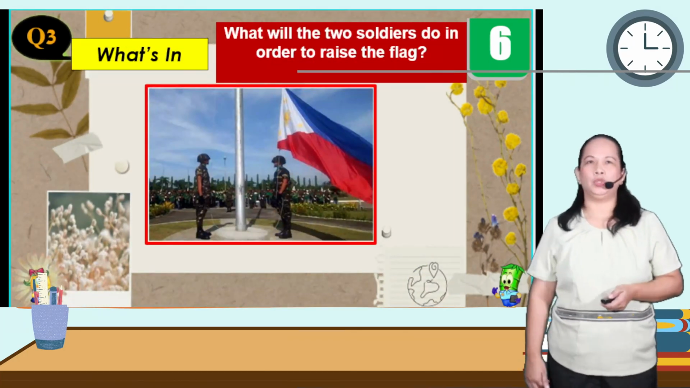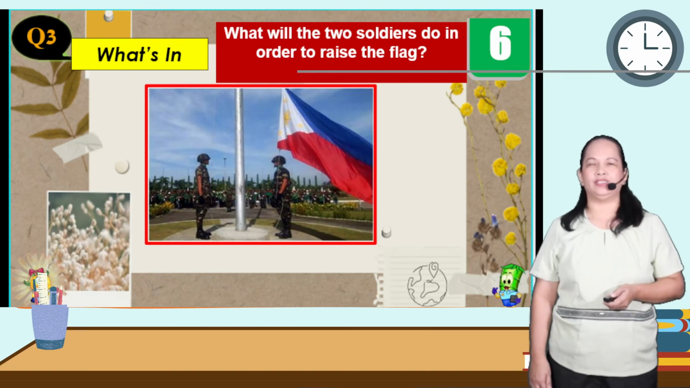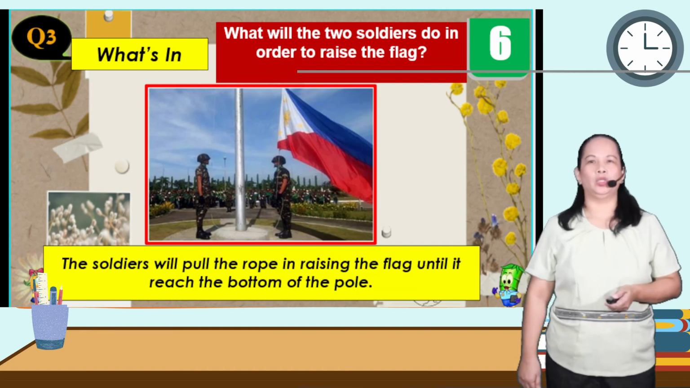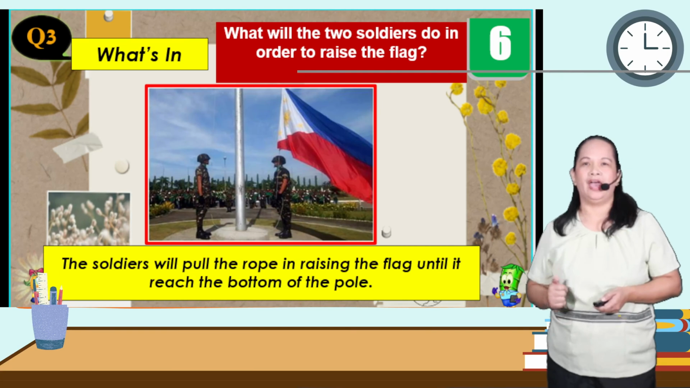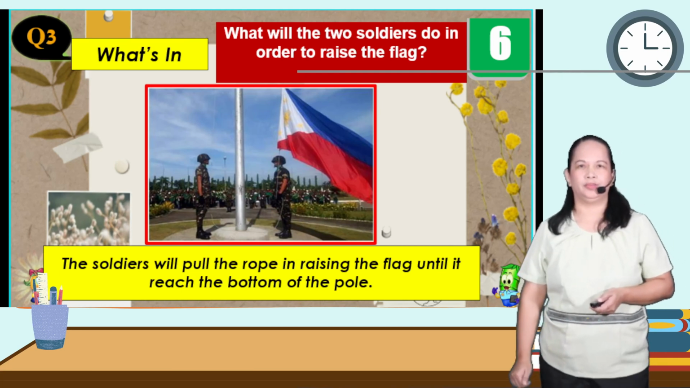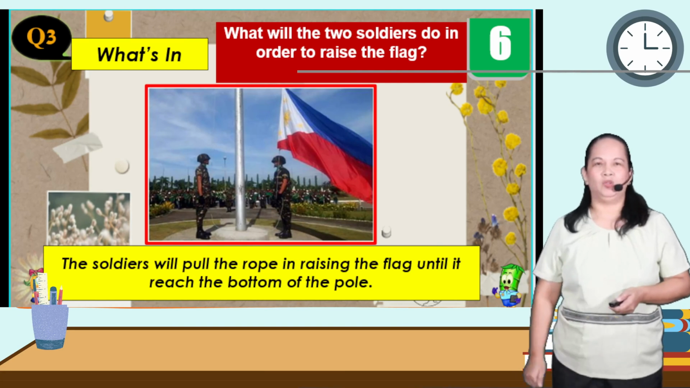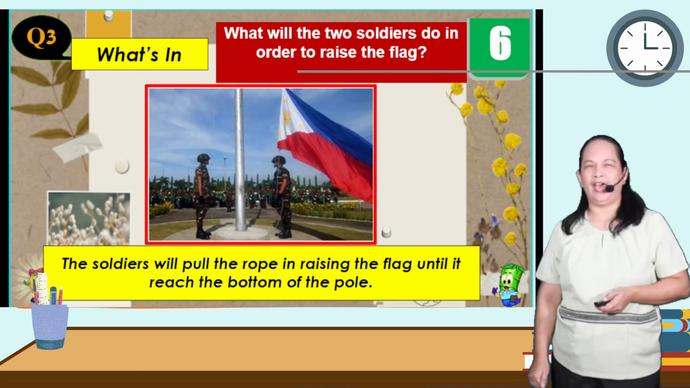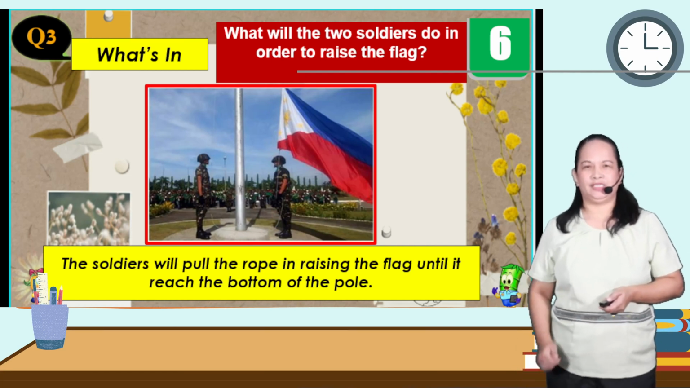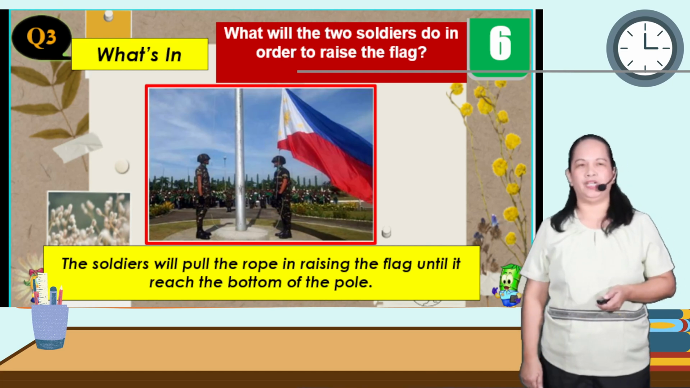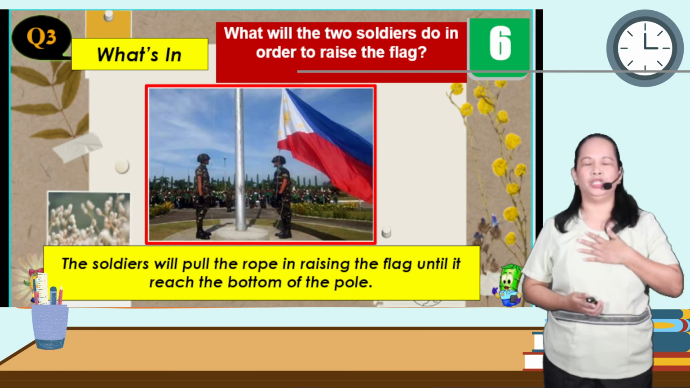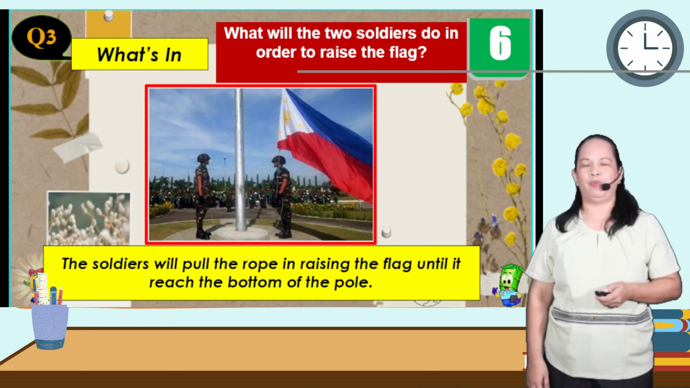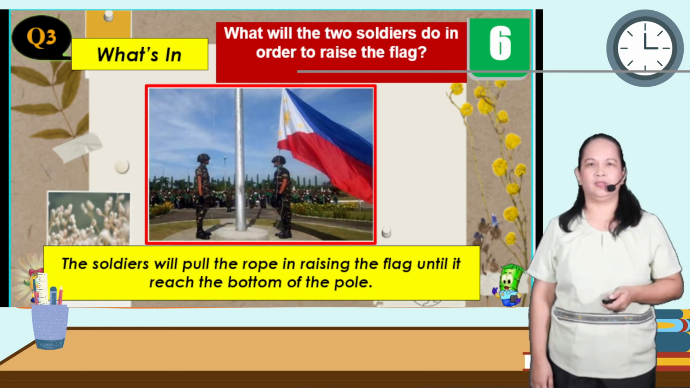Next, what will the two soldiers do in order to raise the flag? Yes, grade 6 learners, the soldiers will pull the rope in raising the flag until it reaches the top of the pole. Very good, grade 6. Now, how are you going to show your love and respect to our Philippine national flag? Yes, you're right, grade 6. You're going to stand properly, and then you're going to put your palm on your chest, and then you're going to sing the national anthem with love and respect. Very good, grade 6 learners. Next.